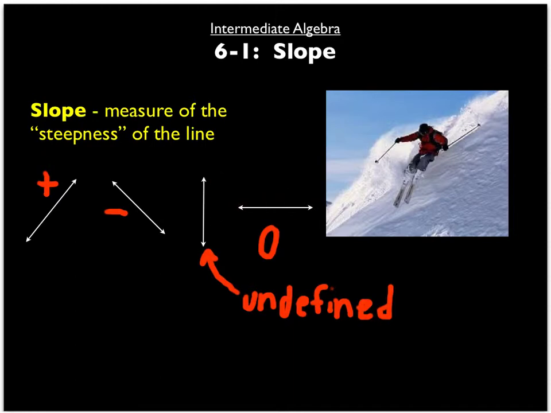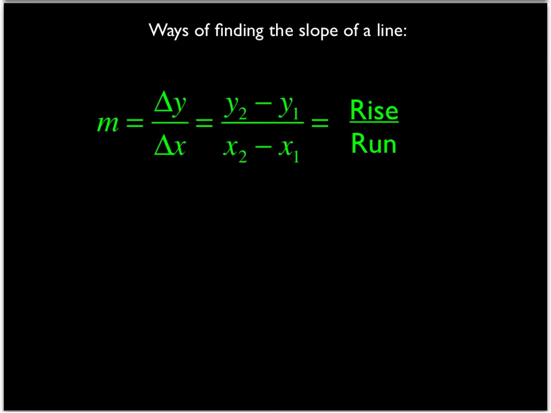On our slide, here are several definitions or ways of finding the slope of a line, and you've probably heard all these before. This letter M is the universal letter we use to represent slope. I'm not quite sure where that came from, but whenever you see M, it will represent slope.